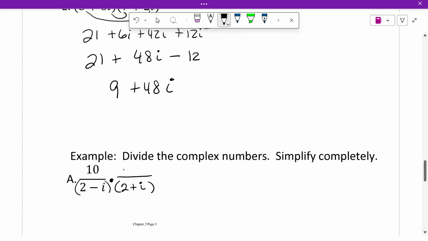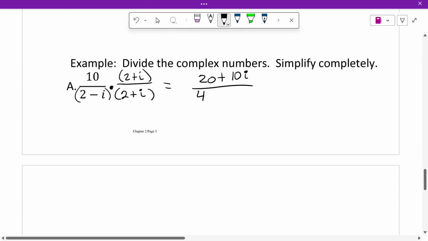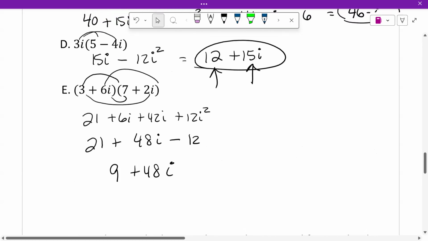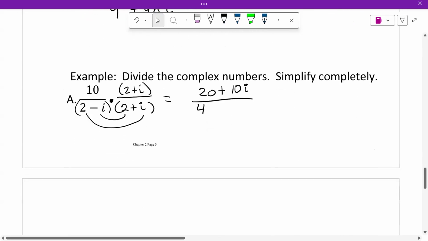So we're going to multiply top and bottom by 2 plus I. Top, distribute, 20 plus 10I. The denominator, 2 times 2 is 4. Outers and inners in conjugates are always, always, always going to cancel. So do we have to do the outers and inners? No, not if you know they're conjugates. If they're up like this, these aren't conjugates. They're not the same things with opposite signs in the middle. These are the same things with opposite signs in the middle.